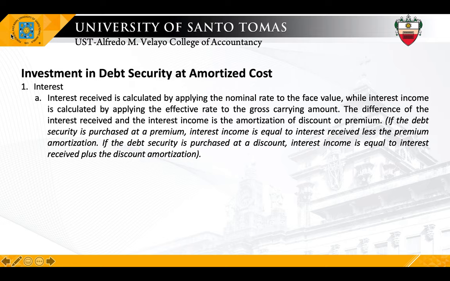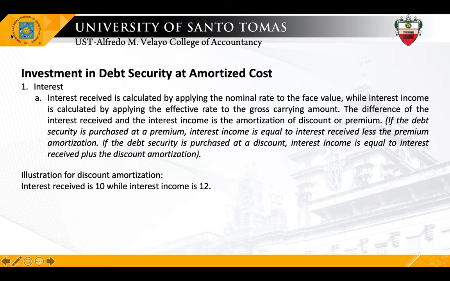If the debt security is purchased at a discount, interest income is equal to interest received plus the discount amortization. Kasi nga, interest received is lower. Pero ang nasusunod, interest income. So, iha-adjust mo si interest received para maging equal siya sa interest income through the discount amortization. So, simple illustration lang. Interest received is 10 while interest income is 12. So, ano to? Discount amortization.